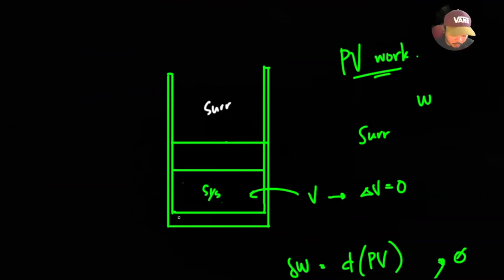Or if you have an expansion PV work, meaning itong si system natin is exerting pressure sa surrounding. So it's moving upwards, so it's expanding. So it's doing work on the surroundings. That's positive. Tapos negative siya pagka yung surroundings naman yung nagdo-do work sa system natin.